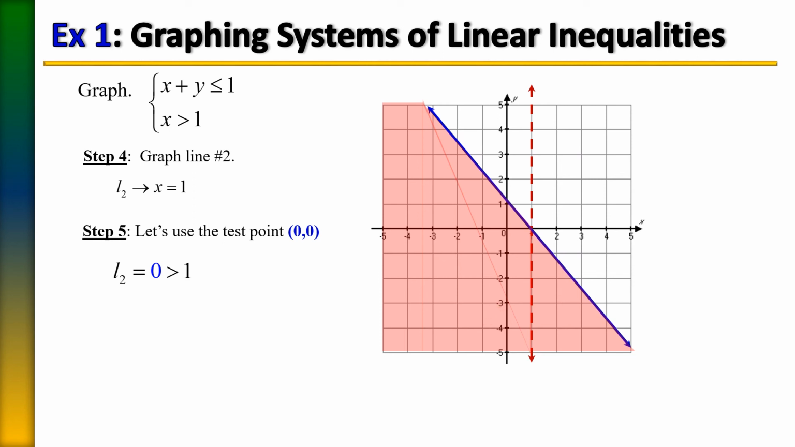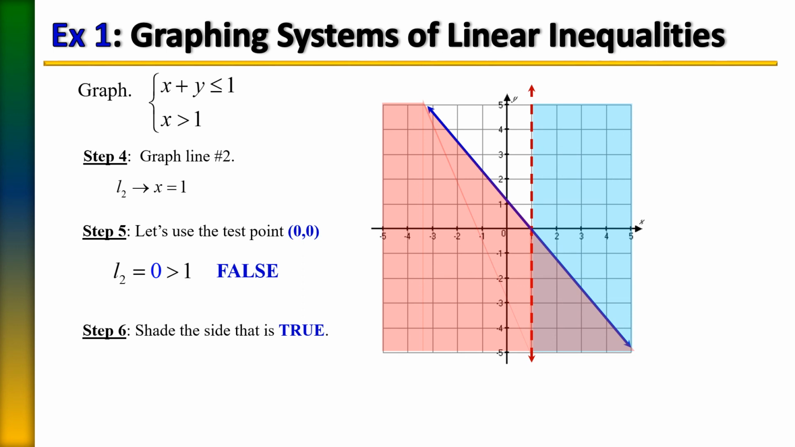When we do that, let's read the statement. 0 is greater than 1. That is a false statement. 0 is not bigger than 1, so that means that we are not going to shade the left of that vertical line because it's false. We have to shade to the right of our vertical line.